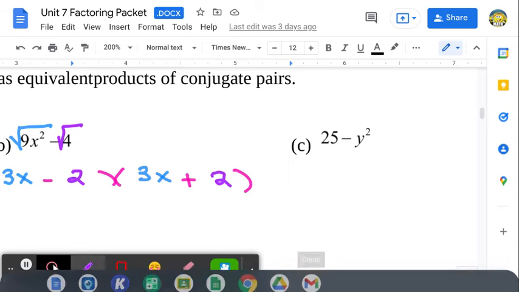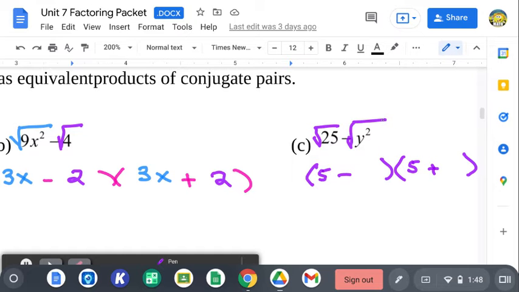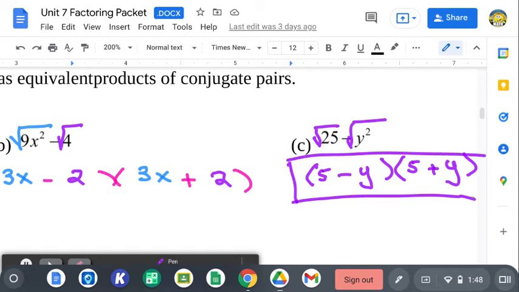Oops. Hey, I lost my pen, I think. Nope. 2 sets of parentheses with a plus and a minus. So the 25 is first, so we're going to do that one first. Square root of 25 is 5. It goes in the first part of the parentheses. And the square root of y squared, cut that exponent in half, is y to the 1. Now take note. Look, most people would want to say y minus 5 and y plus 5. You can't. The 5 is first.